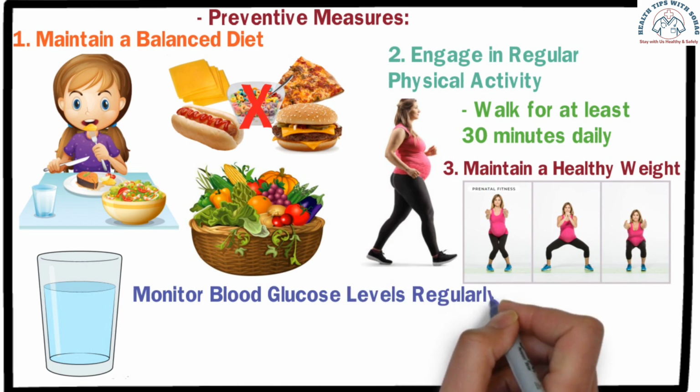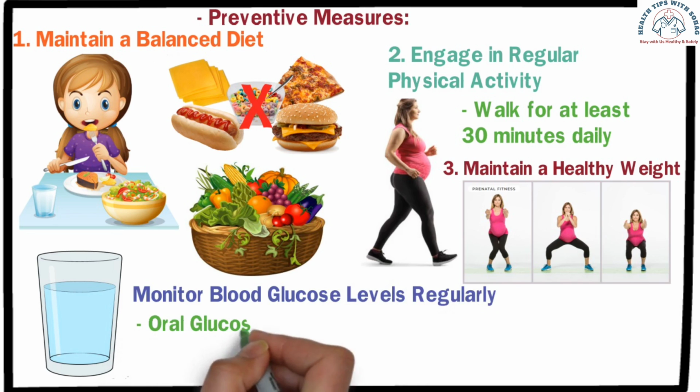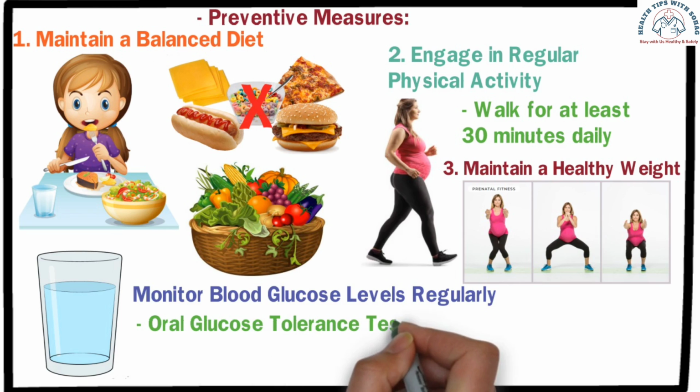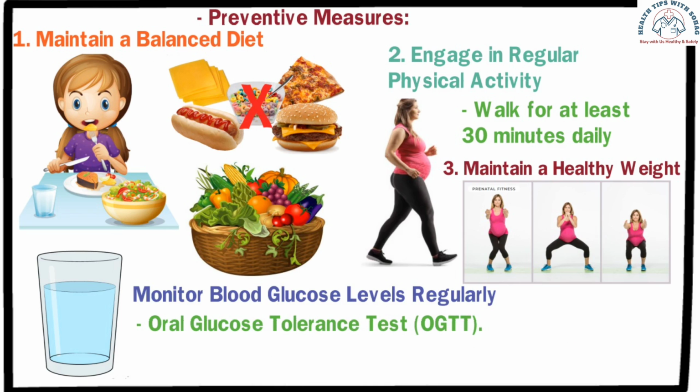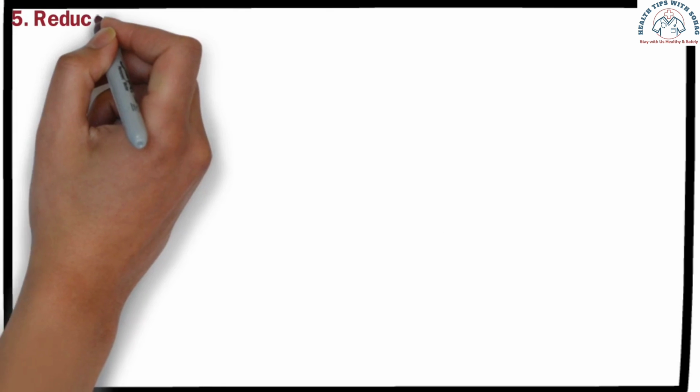4. Monitor blood glucose levels regularly. Gestational diabetes is usually screened between 24 and 28 weeks of pregnancy using the oral glucose tolerance test, OGTT. Regular testing helps detect diabetes at an early stage. Ensure timely management through diet or medication if necessary.